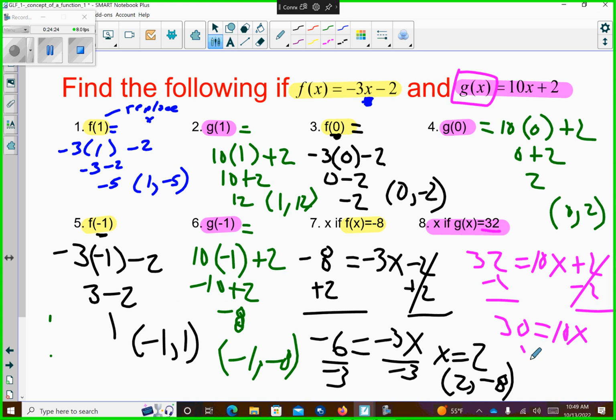So if it has an answer like 32, we just use the base problem. Yeah, you do the problem, and then what I'm trying to get you to realize is anytime I plug a value in, I have an x and a y value that I get out. An x and a y value is a point. Can I move on?